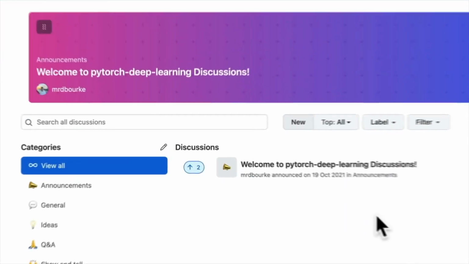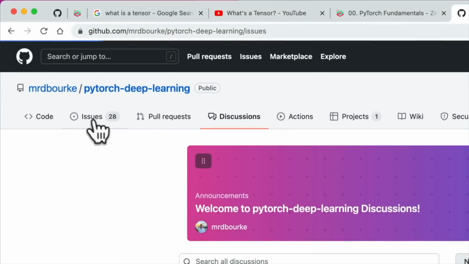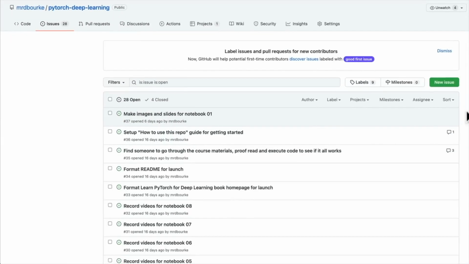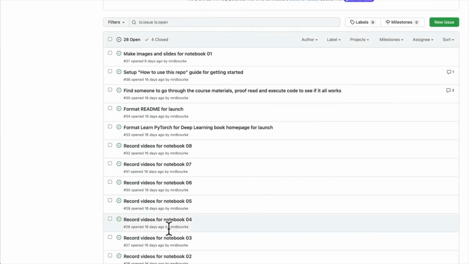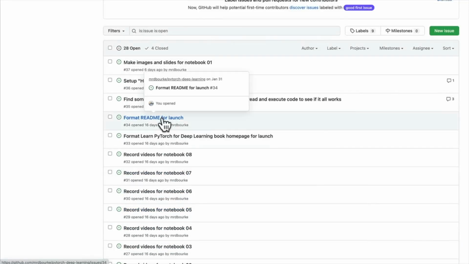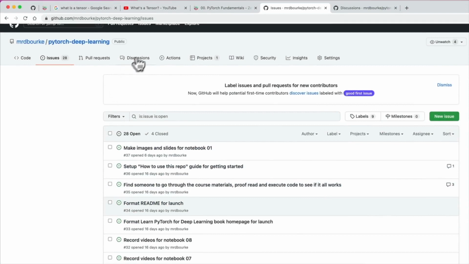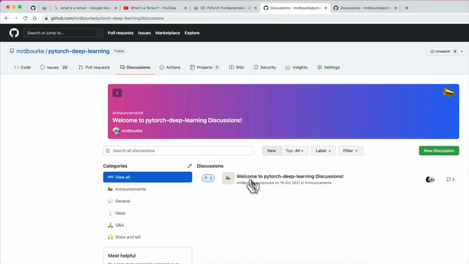There's nothing here yet because the course isn't out yet, but as you go through it, there will probably be more and more stuff here. Then if you have any issues with the code that you think needs fixing, you can also open a new issue there. I'll let you read more into what's going on. I've just got some issues here already about the fact that I need to record videos for the course. I need to create some stuff, but if you think there's something that could be improved, make an issue. If you have a question about the course, ask a discussion.